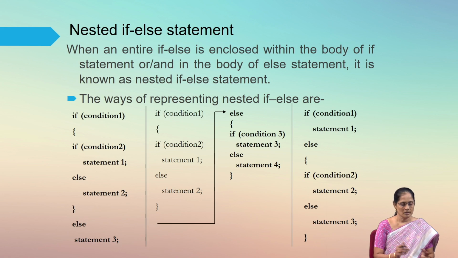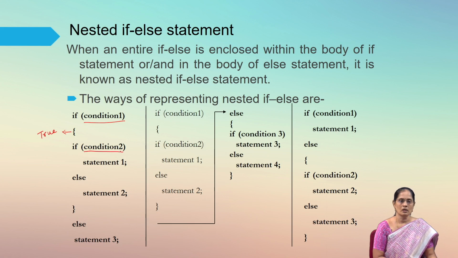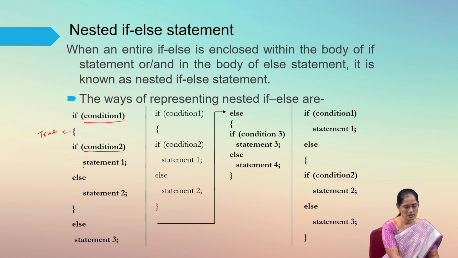The first method is we are checking the first condition, condition 1. If this condition is true, we will be going for executing the true block. So, let me name this as the true block if condition 1 is true. Then after entering into the block, we are again checking one more condition, condition 2. If this condition is also true, then we will be executing statement 1. So, statement 1 will be executed when the inner if statement is true.